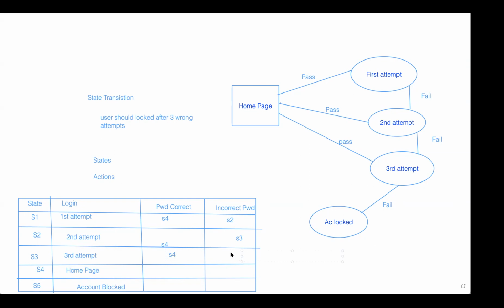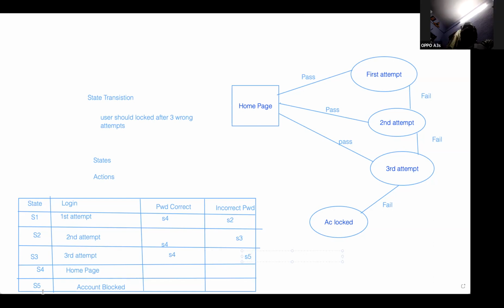S5. Excellent. So it is invalid because the third time it is failing, so it should go to S5, right? Yes, sir. Which is the account blocked message should display. This is the final state, so after that we cannot write. Once the account is blocked, we cannot do any action. So we have only 5 states.